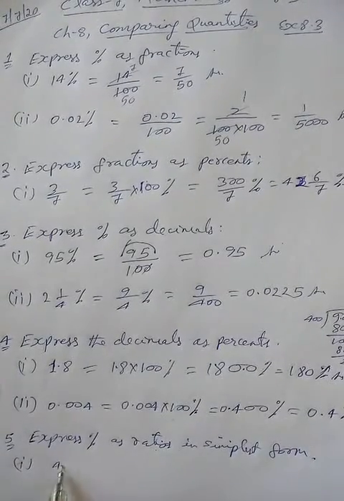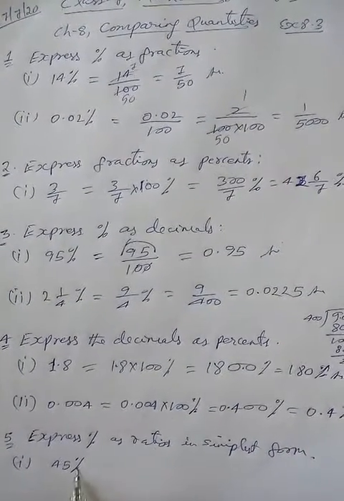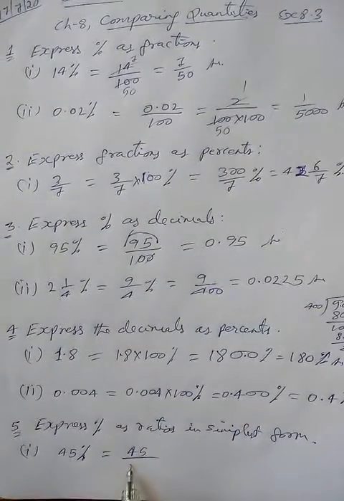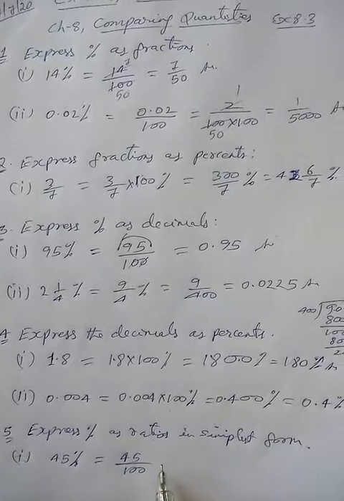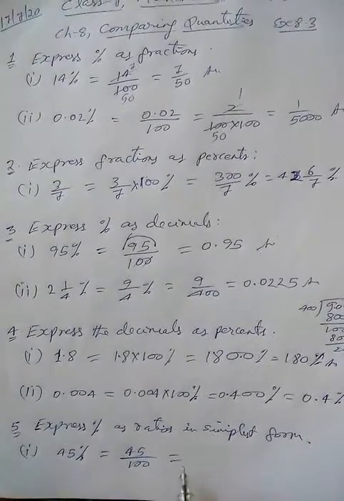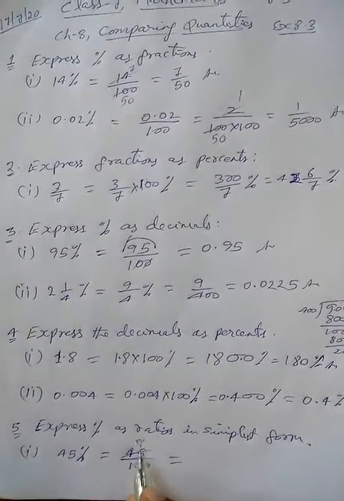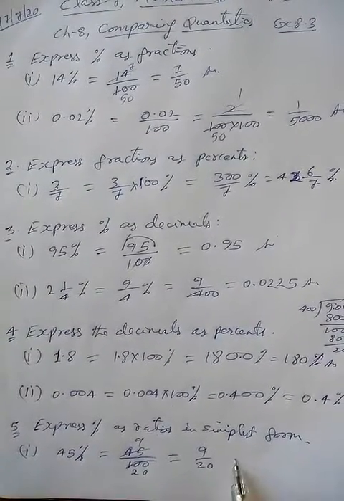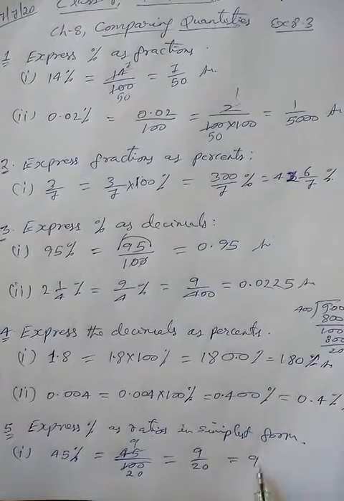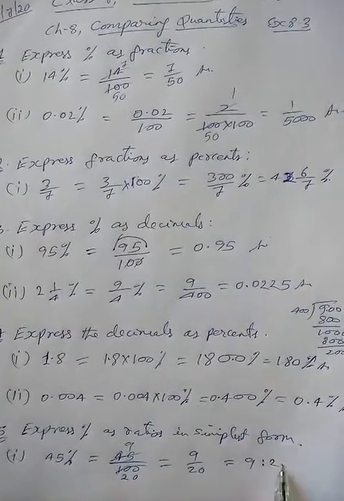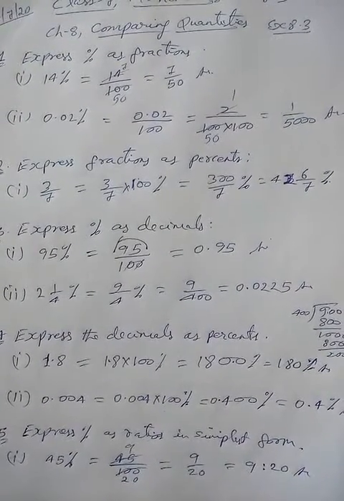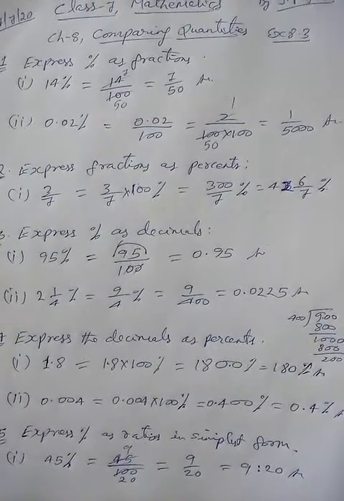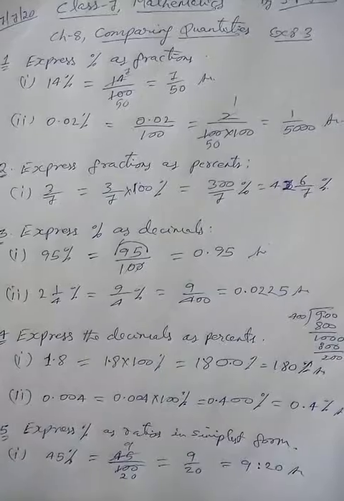First, 45%. We have to change it into a ratio. That is 45 by 100. After removing the percent, now you reduce it. 5 nines are 45, 5 twenties are 100, so 9 by 20 is the simplest fraction. Now you get it in the form of a ratio. 9 is to 20 is the answer. 45% is 9 ratio 20. So in this way you can find many other solutions.